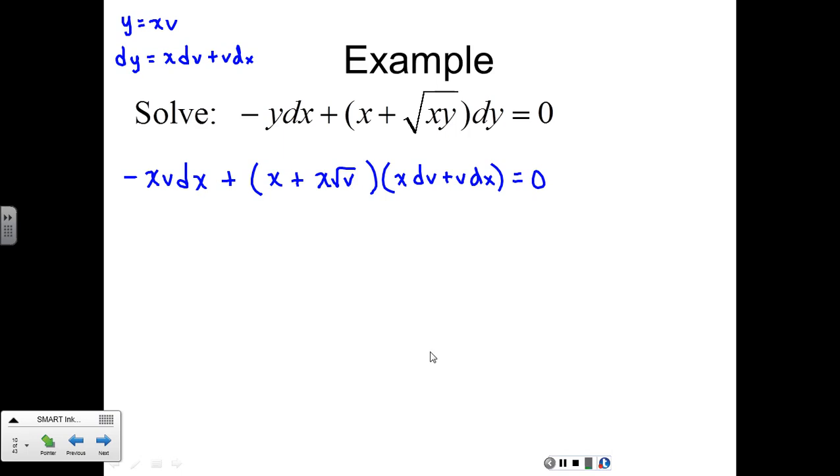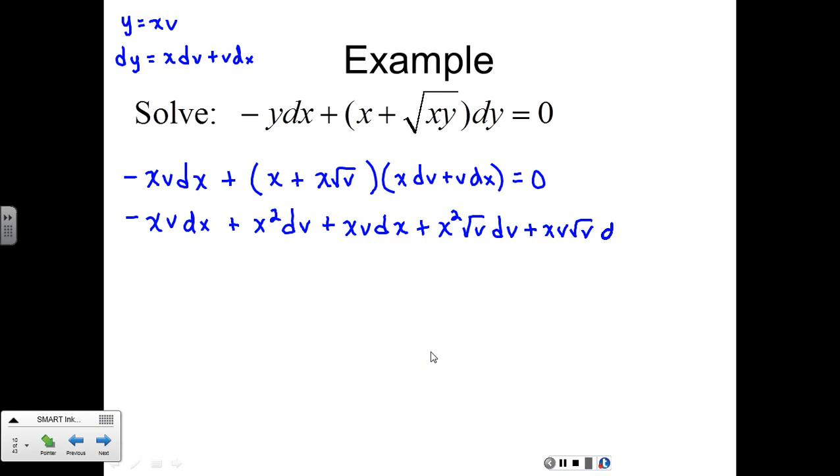I'm just thinking that might help a little bit. Let's see what we got here. Negative xv dx. Okay, I'm going to FOIL like y'all said. Plus x squared dv plus xv dx plus x squared radical v dv plus xv radical v dx. Does anybody see anything good there?